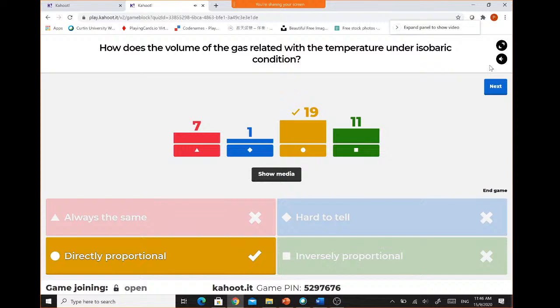Okay, so this one is from your ideal gas law, right? Isobaric condition means P is constant. So if your P remains constant, then your volume and temperature, isn't it directly proportional?